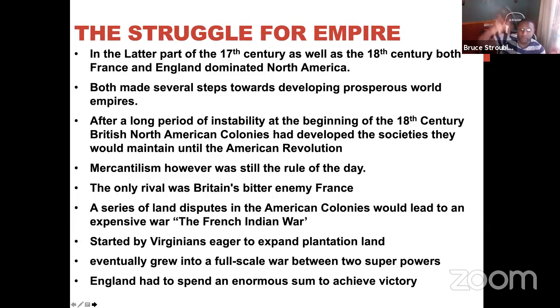So then when the French found out about it, they were going to come destroy Virginia, and George Washington had to call for support of the British. All right. So England had to spend enormous sums of money to achieve victory as this grew into a full-scale conflict between two major powerful nations. England had to spend a lot of money. So at the end of it, they were like, why did we get into this fight? Virginia pulls us into a fight, and then we have to pay for it. So how are we going to make them pay their fair share?